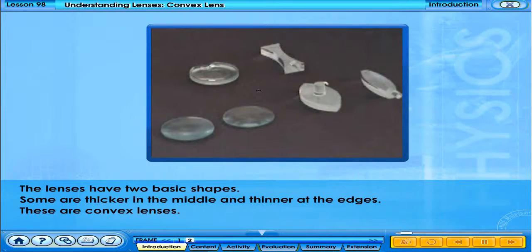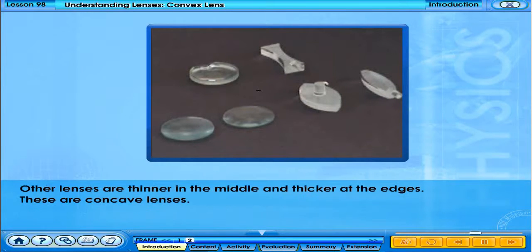Notice that lenses have two basic shapes. Some are thicker in the middle and thinner at the edges. These are convex lenses. Other lenses are thinner in the middle and thicker at the edges. These are concave lenses.